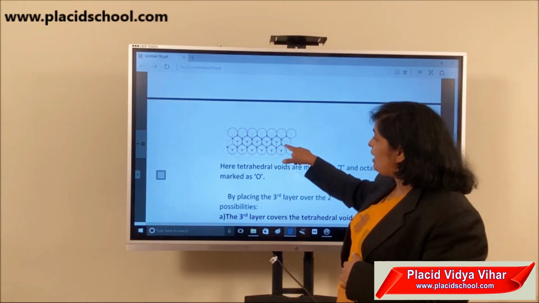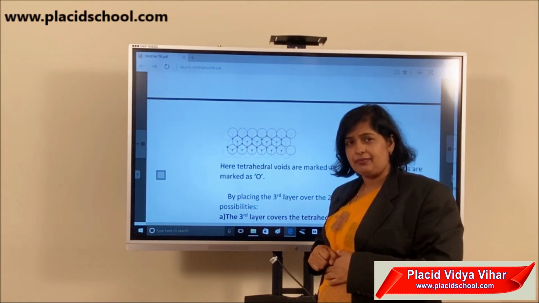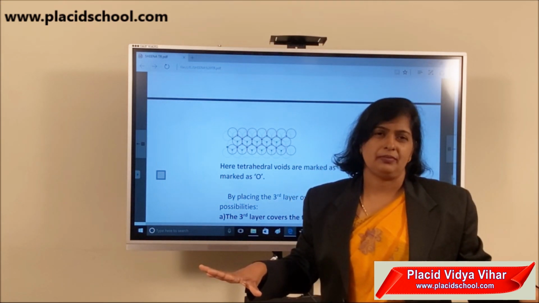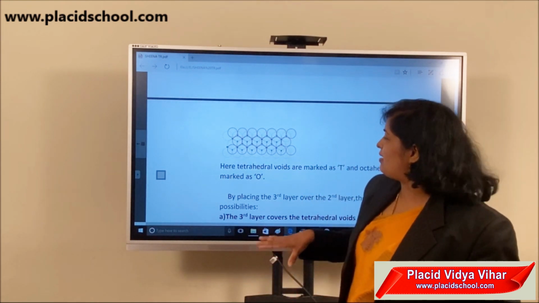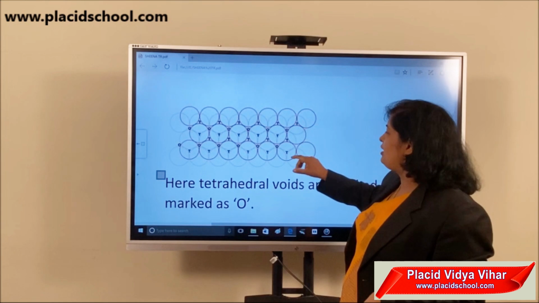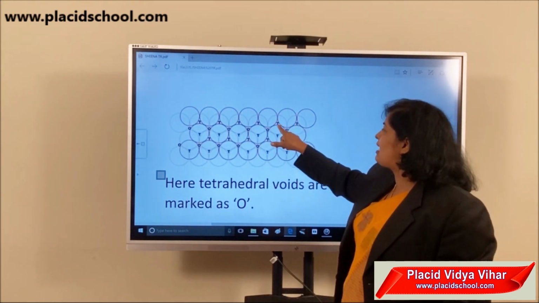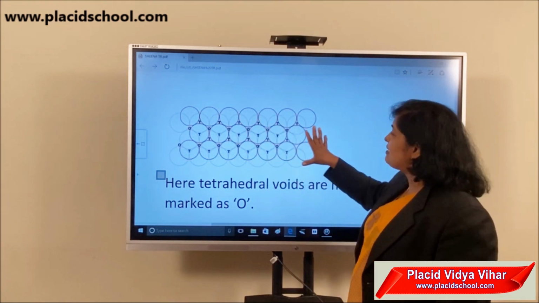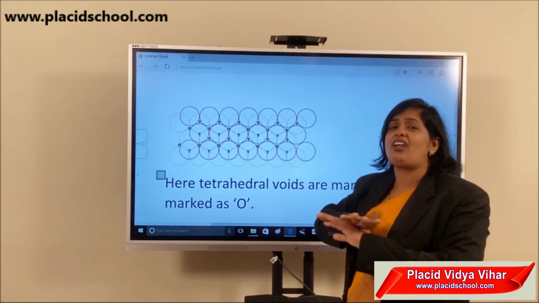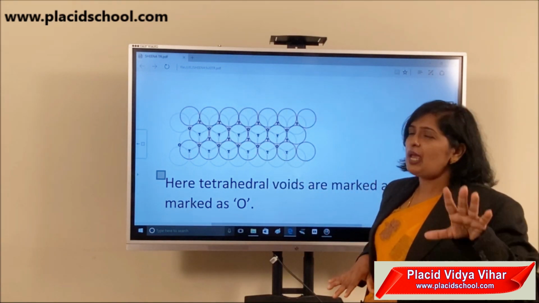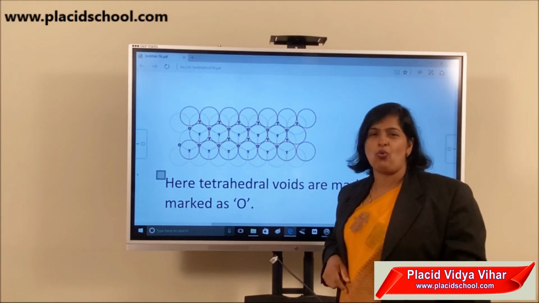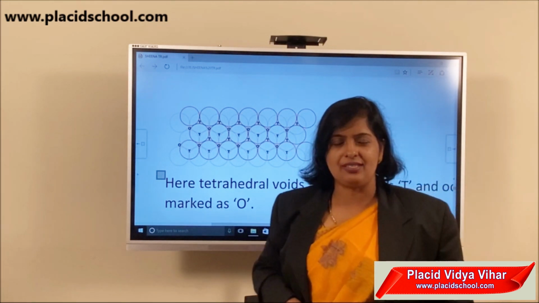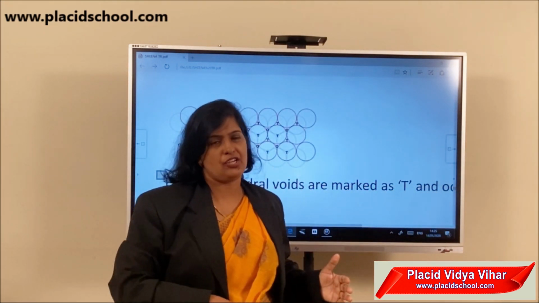then the second layer I am keeping on the depressions of the first layer. That doesn't mean that all the depressions can be covered or all the empty spaces can be covered. It is shown here. The depressions that are covered are represented as T. And after placing the second layer, certain depressions are not covered. Such empty spaces are represented by O. T stands for tetrahedral voids and O stands for octahedral voids.